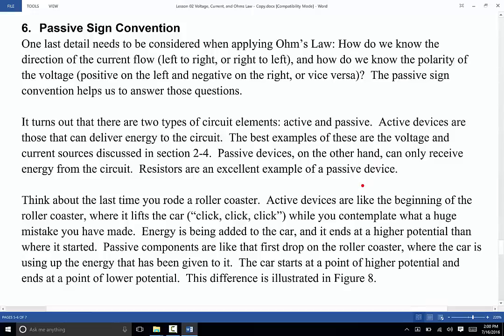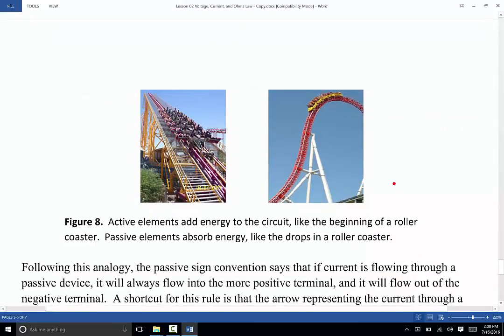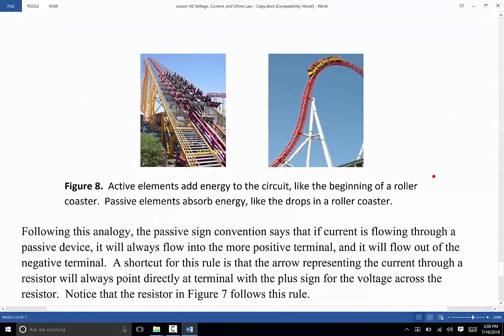So a good thing to think about is an example of a roller coaster. I'm gonna flash forward here to the figures. If you look at the left side of figure 8, that's that click click click click part of the roller coaster where it's adding energy to the cars and to the people in the roller coaster. Once you reach the top, of course, then that becomes the picture here on the right, where you're now going to go down. You're going to be giving energy back that has been delivered to you.